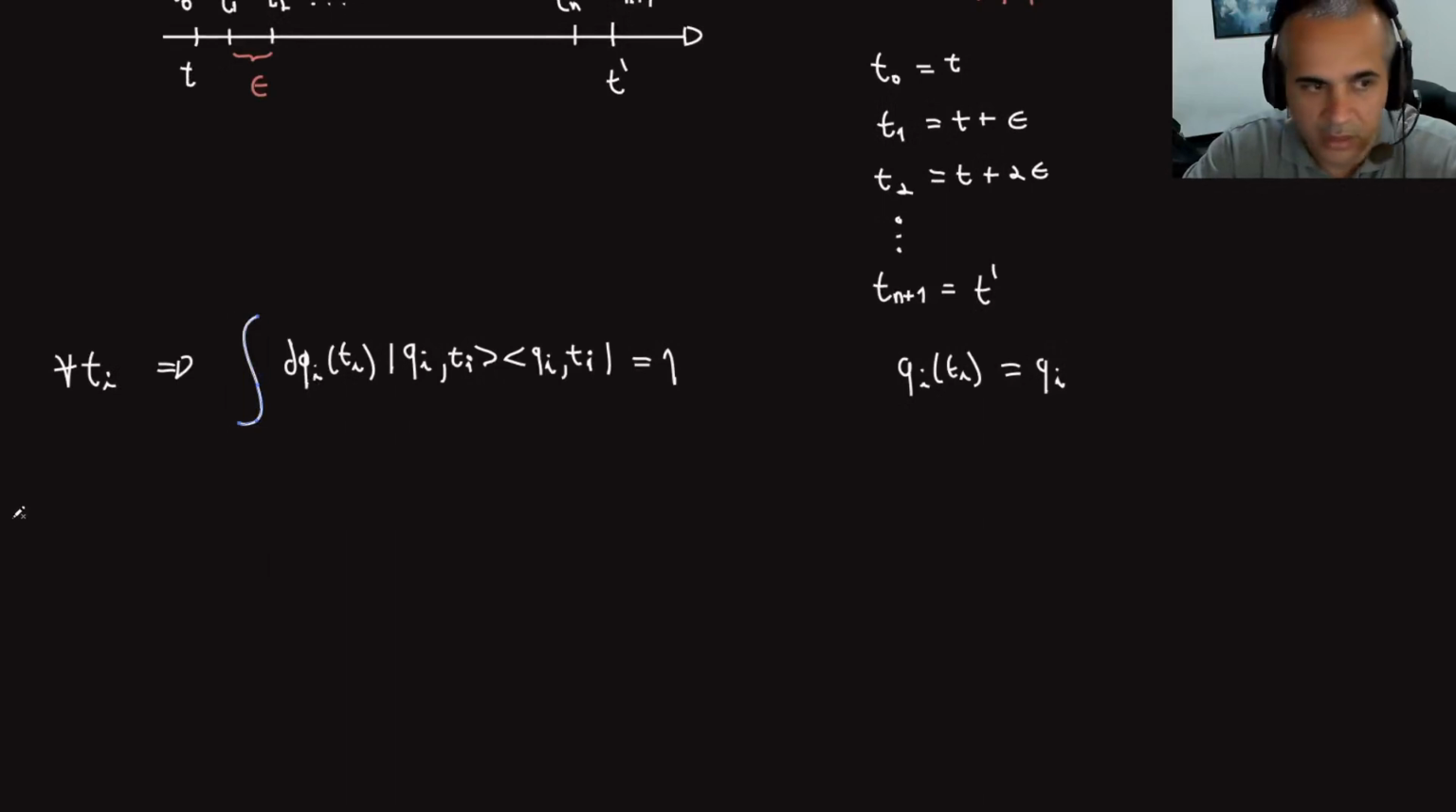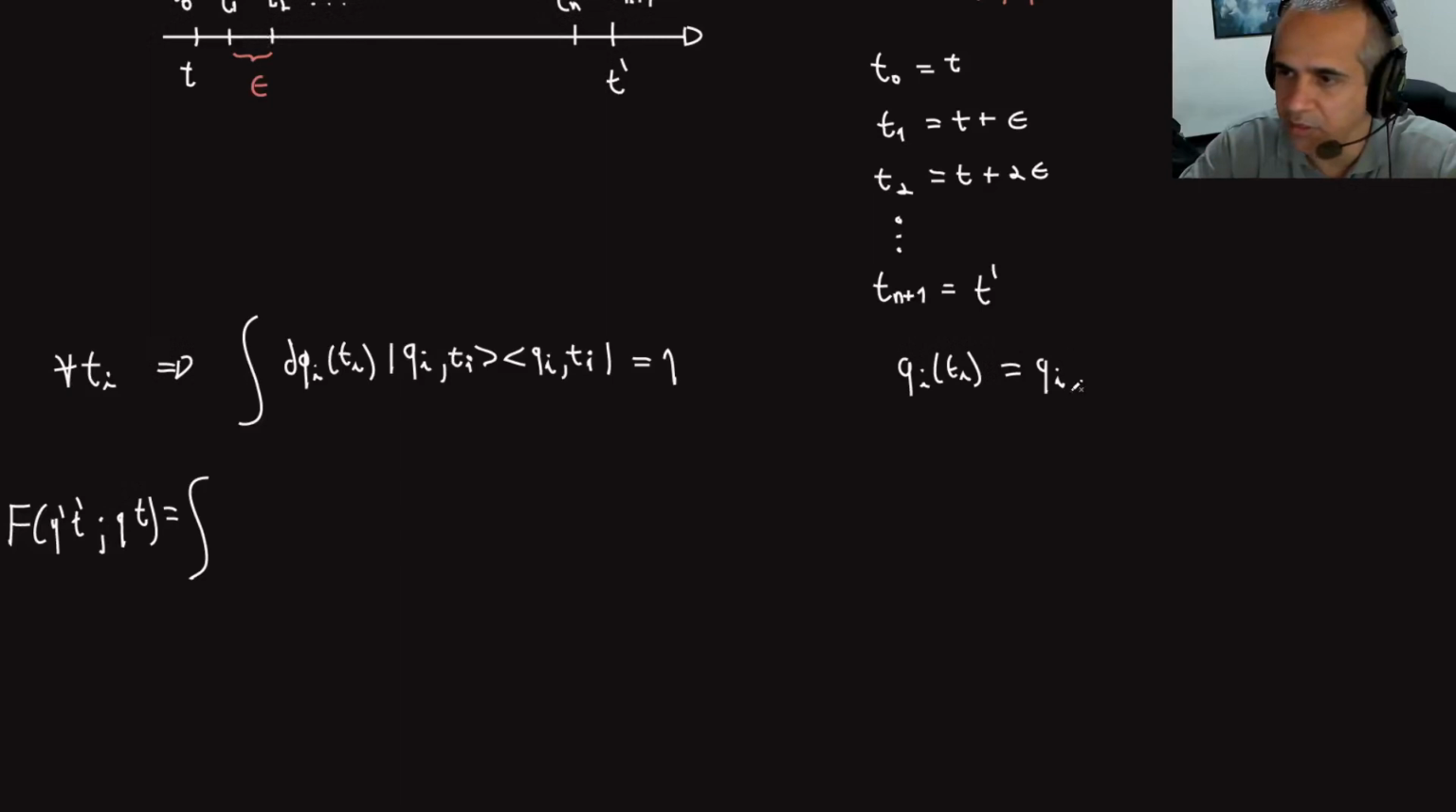So f of q prime t prime, q t will be written as the integral. For each of these identities, I get an integral in a particular q. So I'll just write this as dq1 all the way to dqn. At this point, it's important to notice that I'm not integrating in q0 nor q(n+1), because this initial expression for f had those fixed. I'm only inserting identities for the times in the middle, and that's where the integrals are coming from.